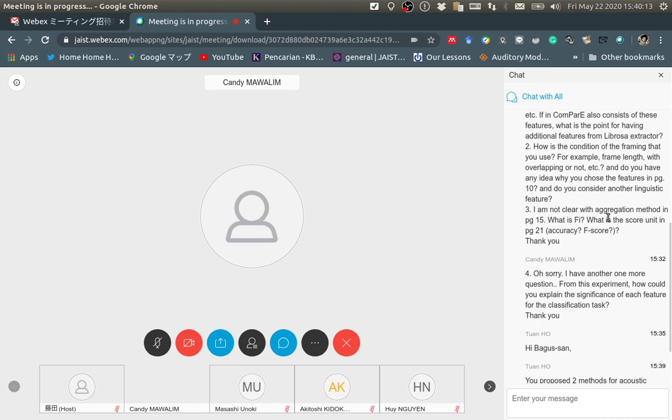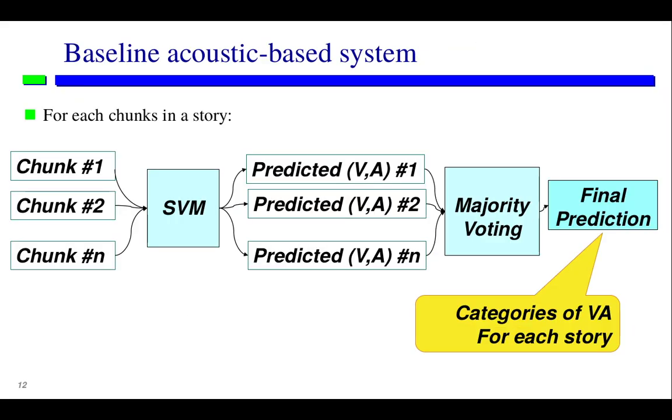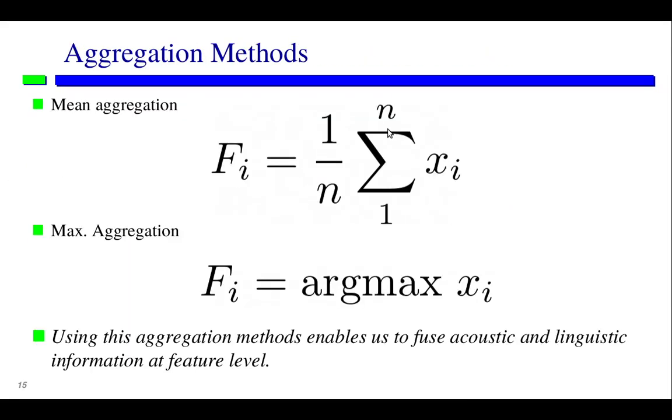I'm not clear with the aggregation method on page 15. Okay, 15. So here, for example, for one story, I means the number of the first chunk, second chunk in one story. So for one story, I do both mean aggregation and maximum aggregation. So this is the feature, for example, 500 features.